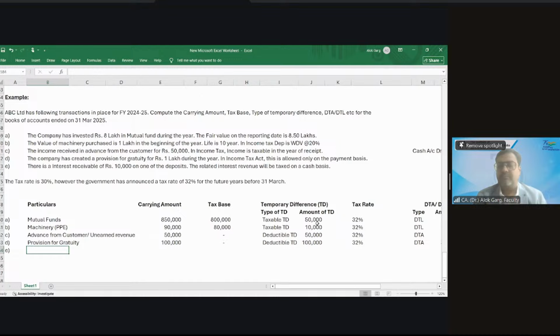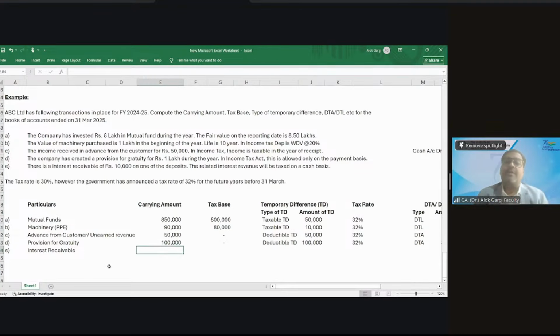Interest receivable account debit to interest income account, right? To interest income. So there will be an accrued interest or interest receivable asset. Interest receivable asset. Okay.